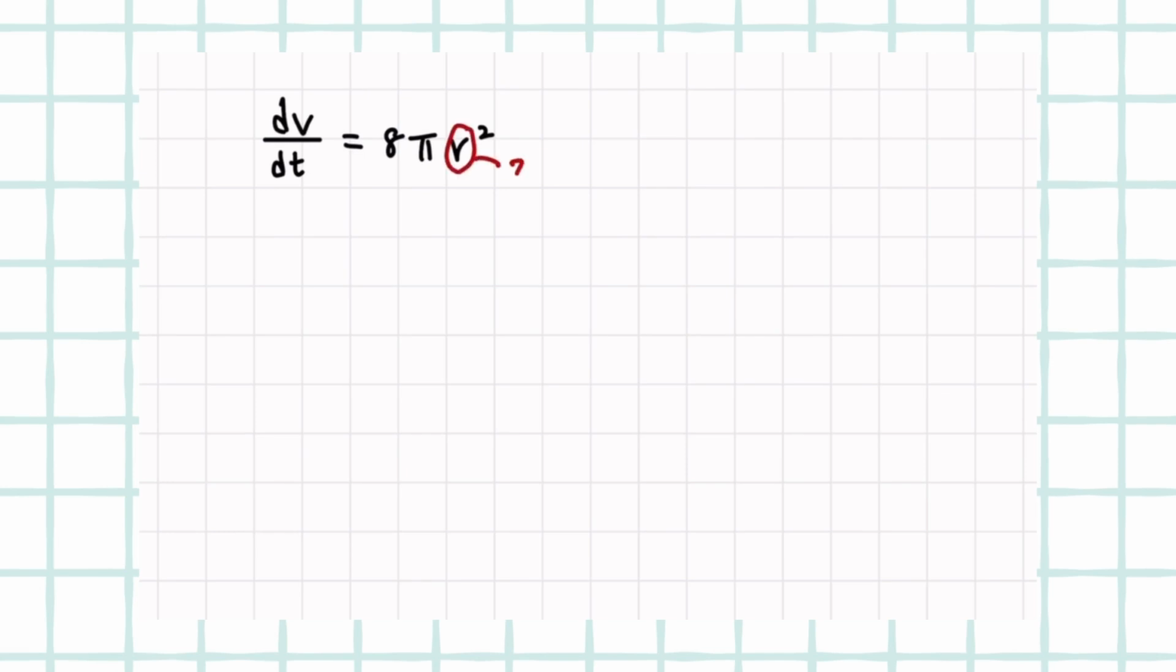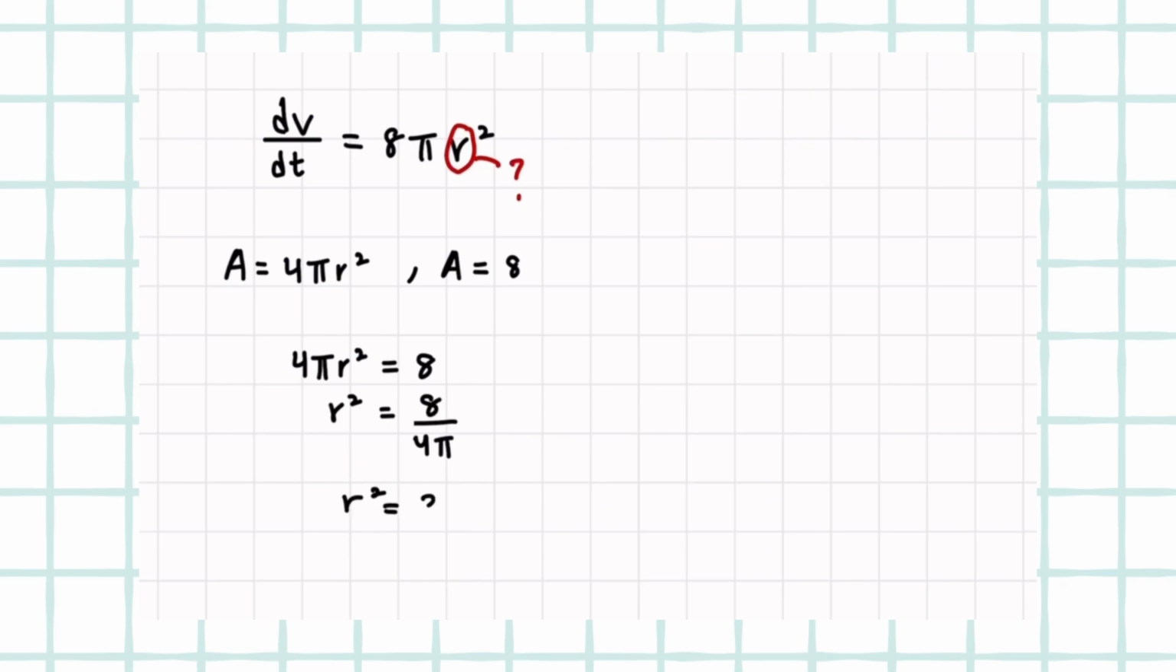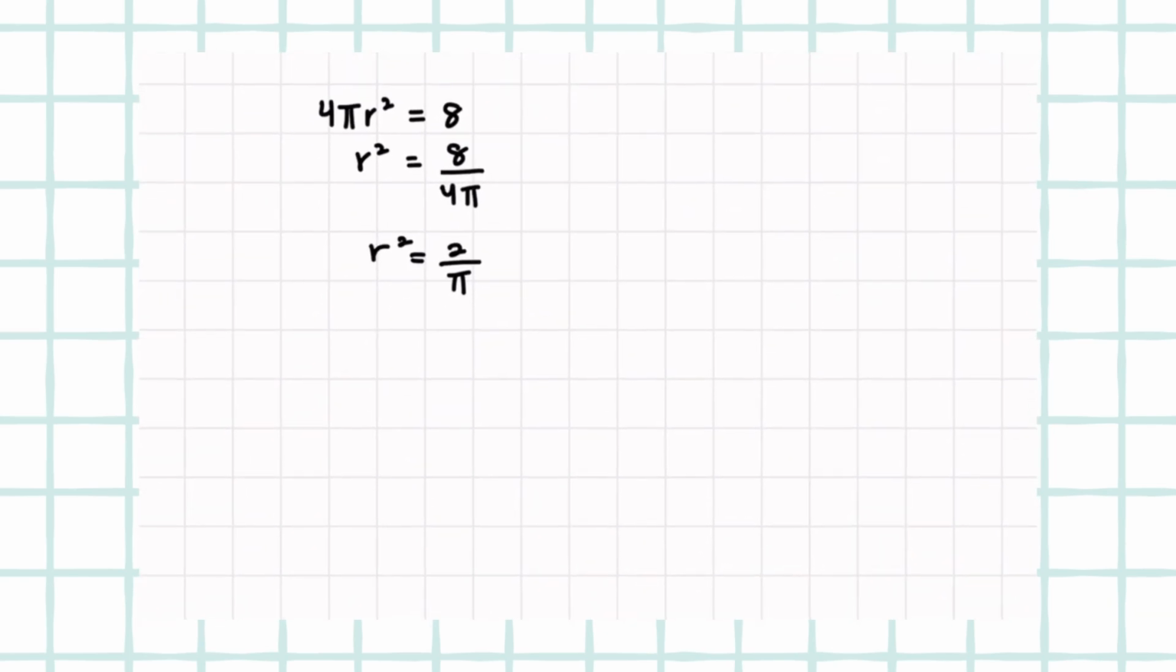In this case, the value of r can be found from the formula of surface area of sphere, which is 4 pi r squared. We also know the given surface area is 8 cm². Now, we can find the r from this equation, which is 4 pi r squared equals 8. And then the 4 pi needs to be brought to the other side. r squared is now equal to 2 over pi. And finally, r is equal to square root of 2 over pi.